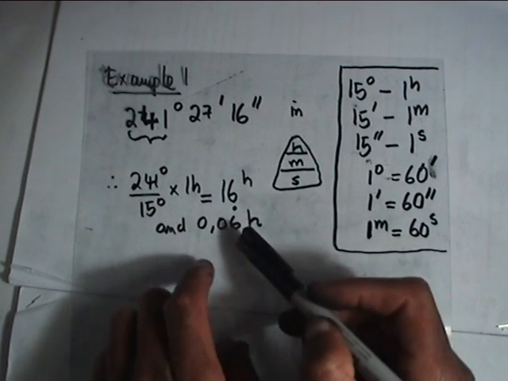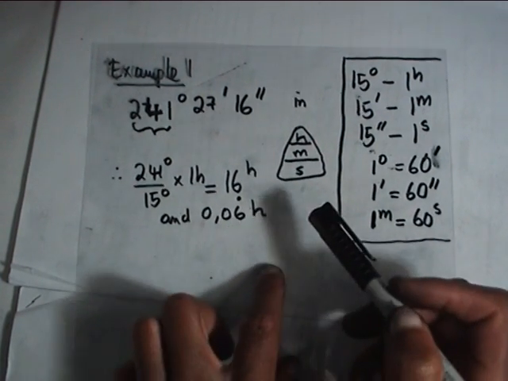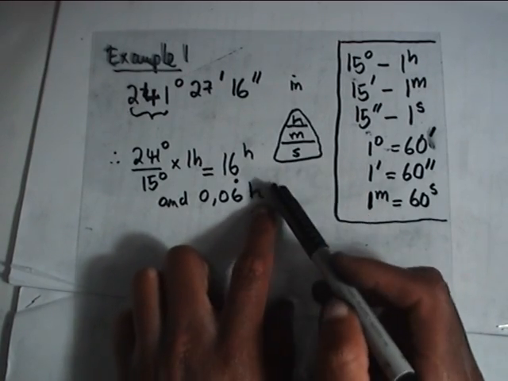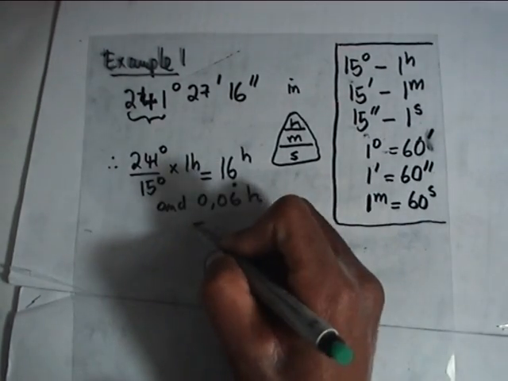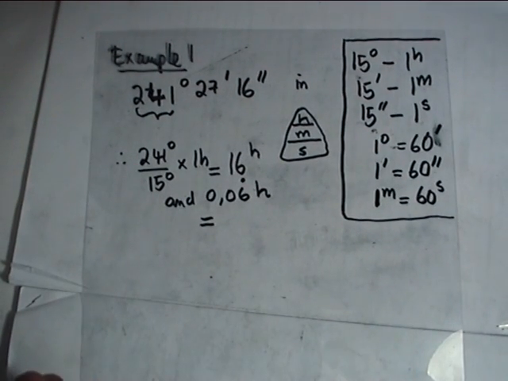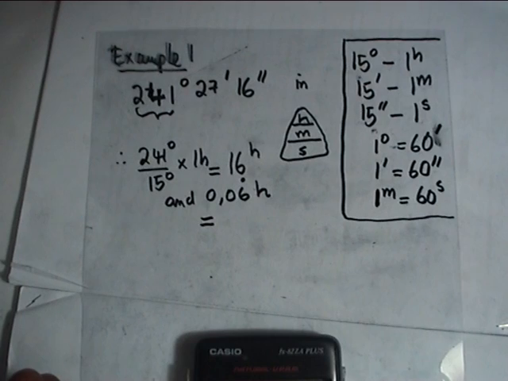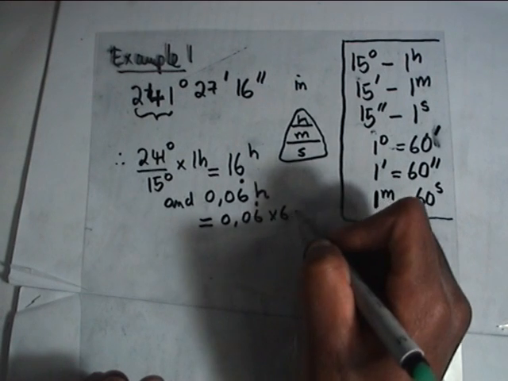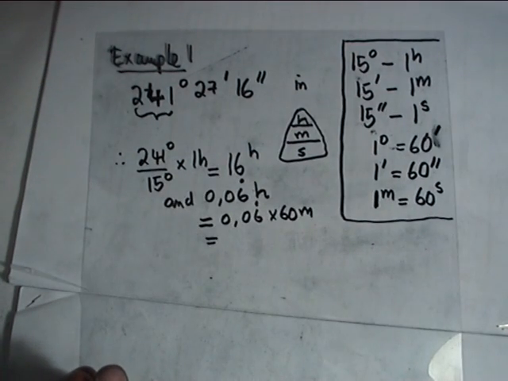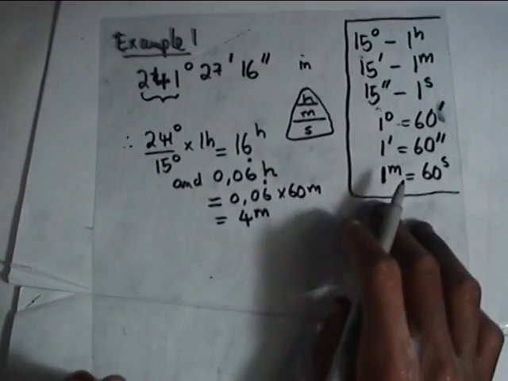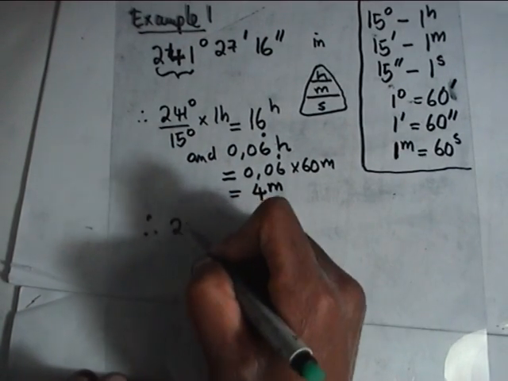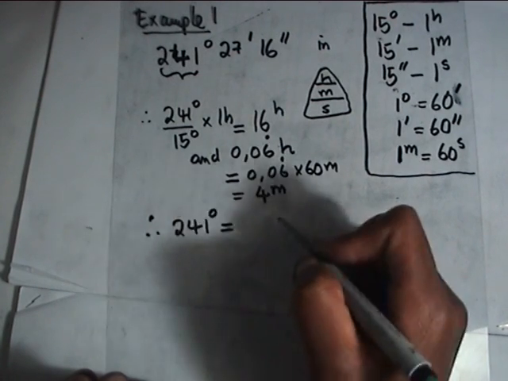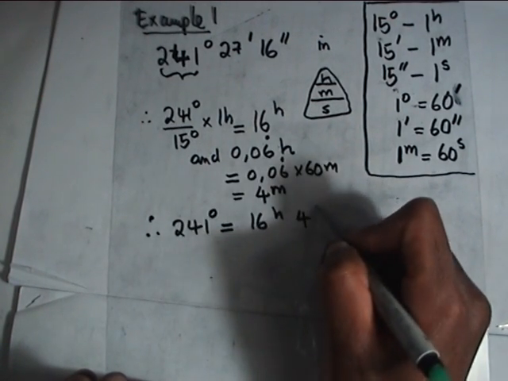0.06 hours into minutes. It's just a matter of multiplying by 60, because the next division has 60 minutes inside an hour. So this is basically equal to 0.06 times 60. So we're just going to multiply that by 60. So this is equal to 0.06 times 60 minutes. Now these are now minutes. When we do that, we get an answer of 4 minutes. So therefore this basically means my 241 degrees, they are equal to 16 hours 4 minutes.